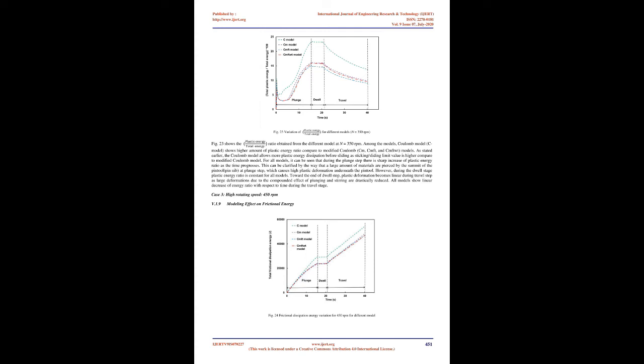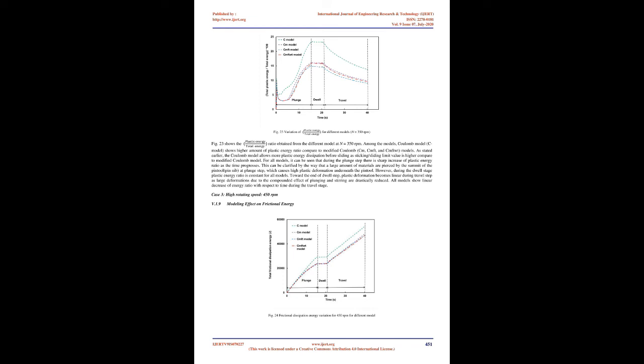Fig 22 shows a comparison of the friction energy total energy ratio obtained using the different models at n equals 350 rpm. All models show similar friction energy ratio as time progresses. Among the models, the C model shows a lower amount of friction energy ratio compared to the CM, CMFT, and CMFTWT models. It can also be seen that the CM, CMFT, and CMFTWT models produce very similar friction energy ratios during all stages of FSW.